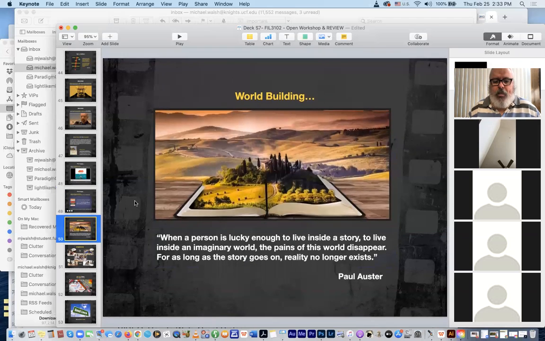So I left you guys with this little quote at the end of week 6, which is Paul Auster talking about world building and the importance of world building. And he said, when a person is lucky enough to live inside a story, to live inside an imaginary world, the pains of this world disappear. For as long as the story goes on, reality no longer exists.